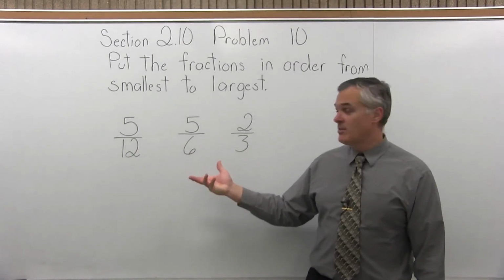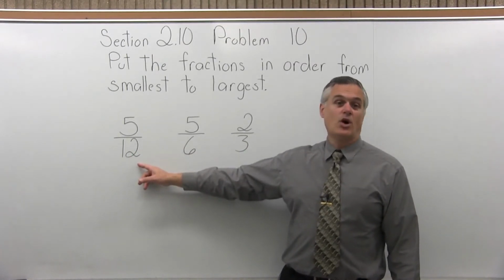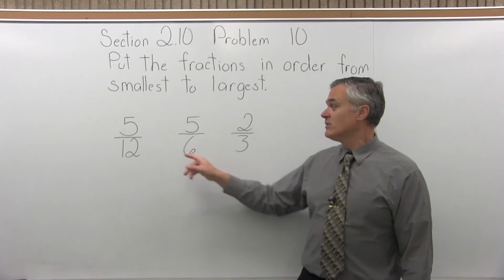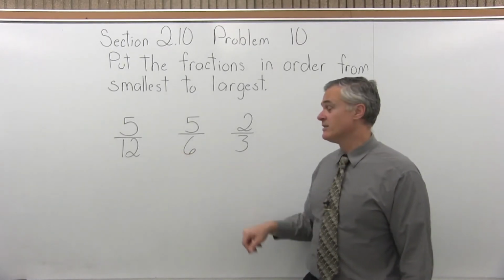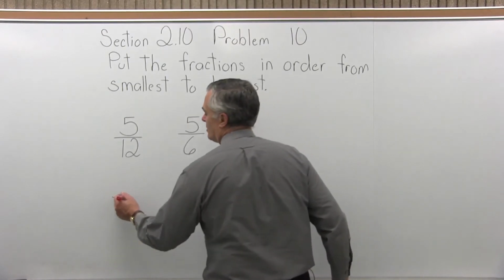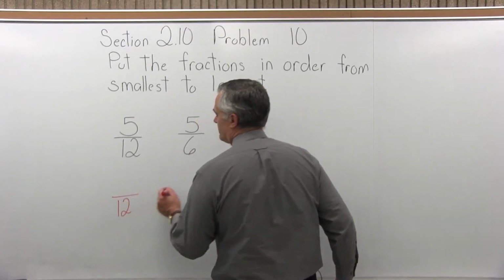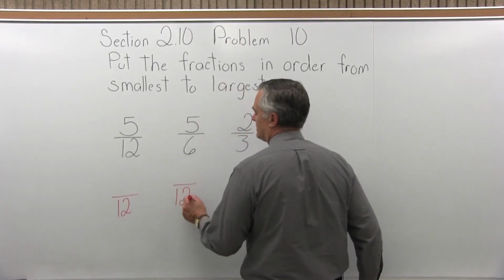A good common denominator would be 12. All those denominators divide into 12 evenly. 12 goes into 12 evenly, 6 will divide into 12 evenly, and 3 will divide into 12 evenly. So let's make all the denominators 12.